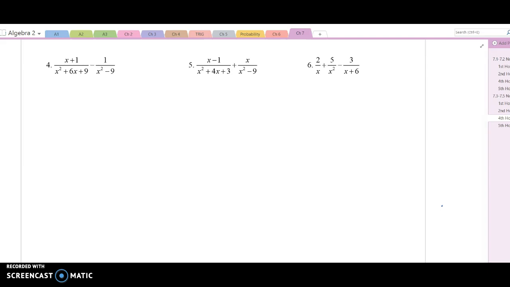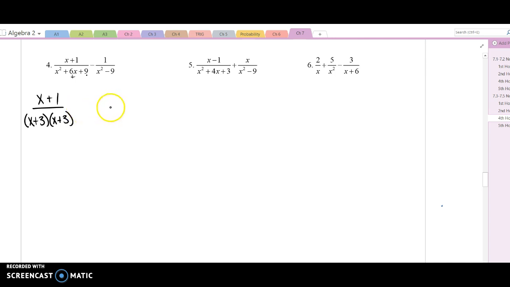So, first thing that we need to do is see what we have. So our first fraction is x plus 1 over, we need to figure out what this denominator actually is. Let's factor this denominator. So we're looking for two numbers that multiply to give us 9 and add up to 6. That would be 3 and 3. So that first denominator is x plus 3, x plus 3.